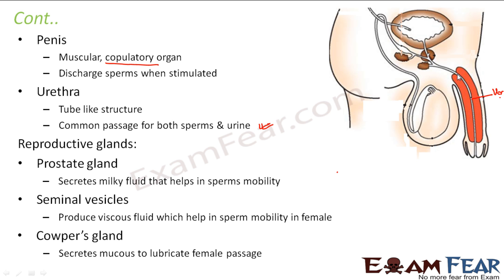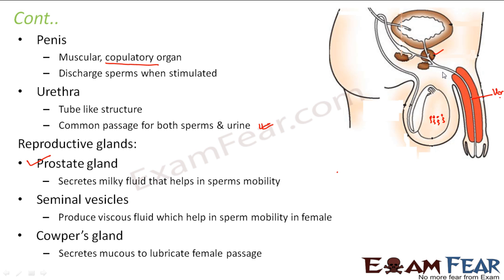Here, so these are some of the organs of the reproductive system. Other than that, I talked about some glands. So let us look at their purpose. Prostate gland. This is the prostate gland. What does it do? It secretes a milky fluid that helps in sperm's mobility. Now let us suppose so many sperms get produced here. Now these sperms will have to move. So they should be mobile.